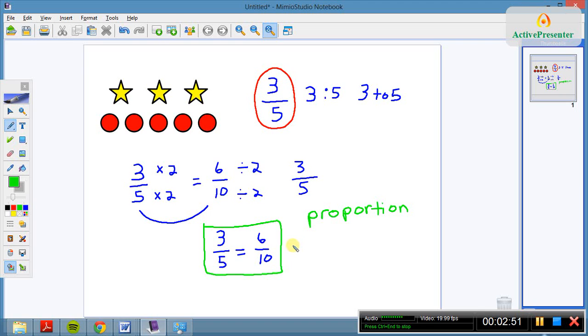And we know when two proportions are equal because we can cross multiply and find that they have the same number. So when we multiply 5 times 6, we get 30. And when we multiply 3 times 10, we also get 30. So 30 is equal to 30. We know then that those are proportional.